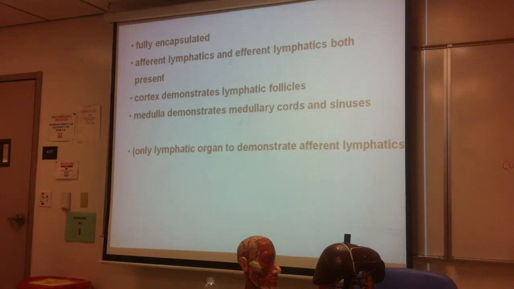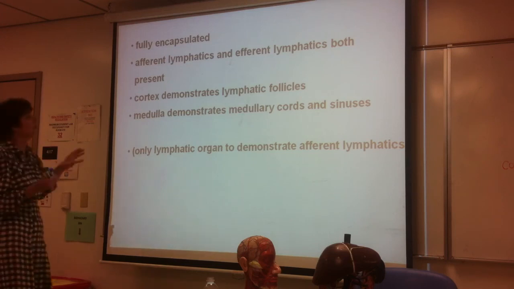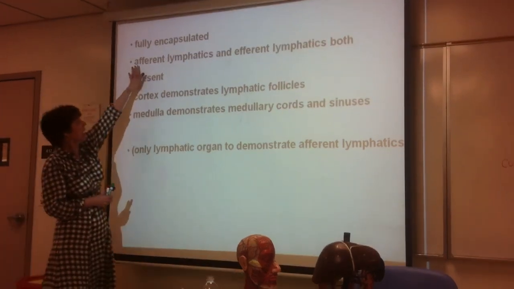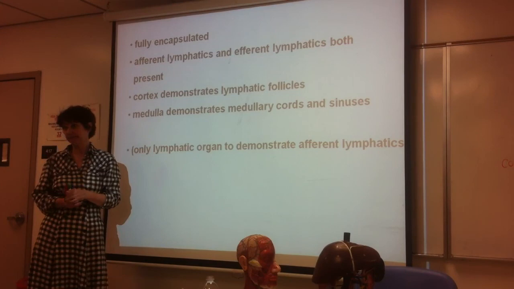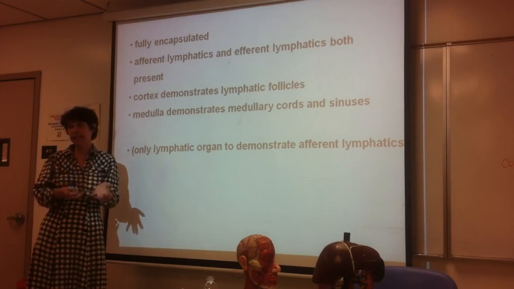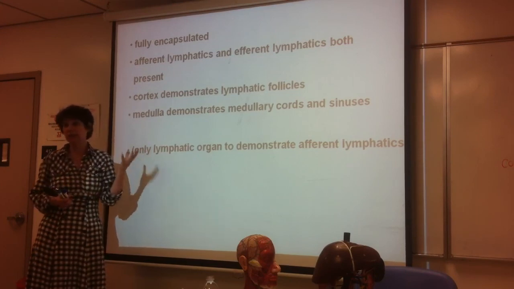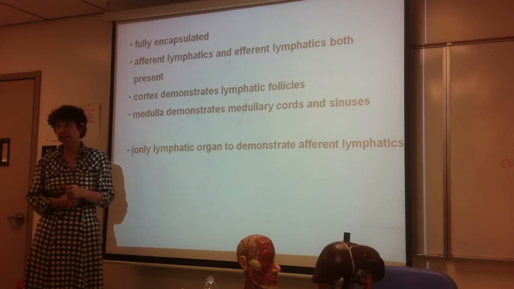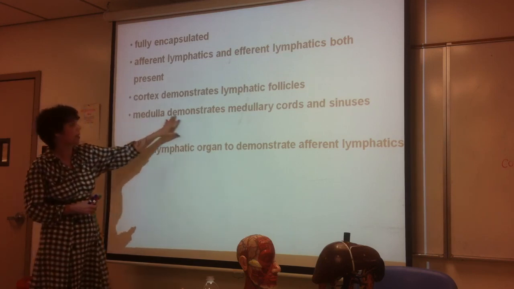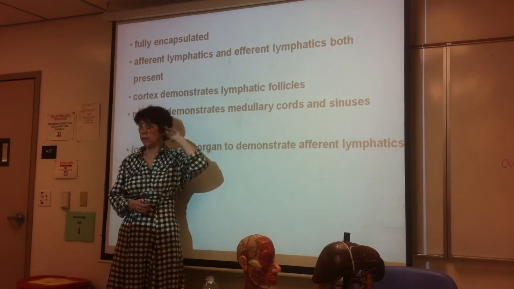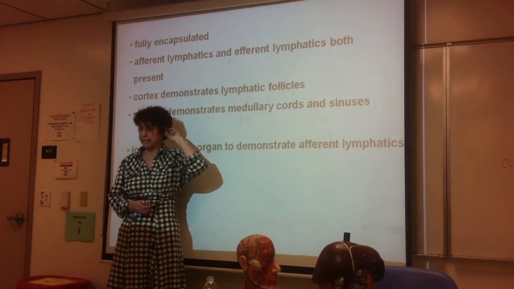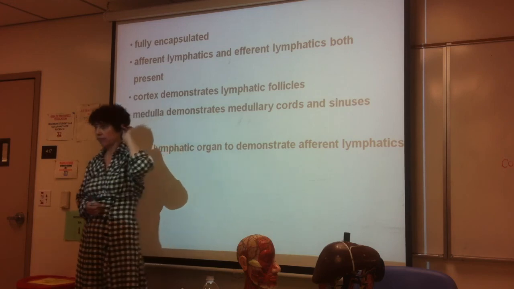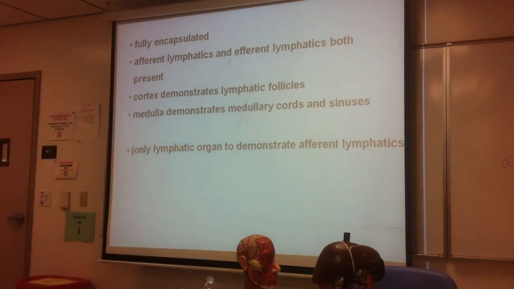All right, so lymph nodes are the only lymphatic tissue or organ we talk about that has afferent lymphatics. The other ones will demonstrate efferent, but lymph nodes are the only ones that have afferent. And lymph nodes are the only organ to have medullary cords and sinuses. The thymus will have a medulla and a cortex, but it doesn't have medullary cords and sinuses.